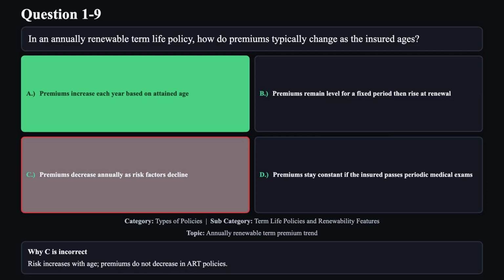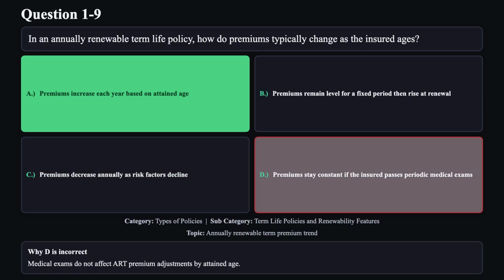Reason C is not correct. Risk increases with age. Premiums do not decrease in ART policies. Reason D is not correct. Medical exams do not affect ART premium adjustments by attained age.